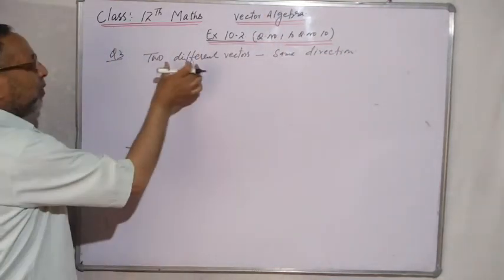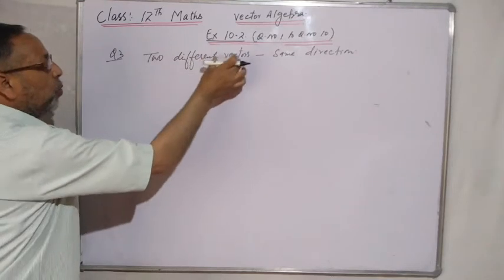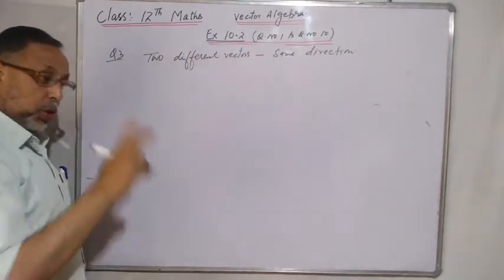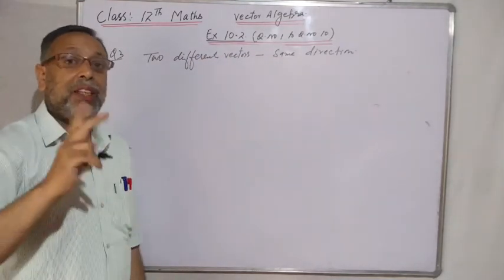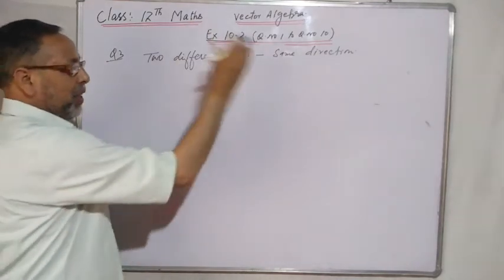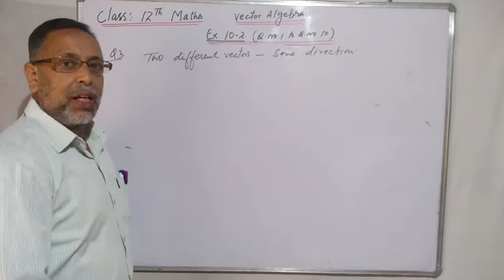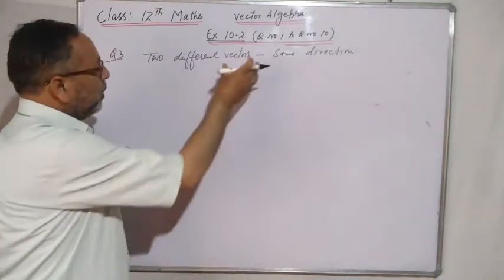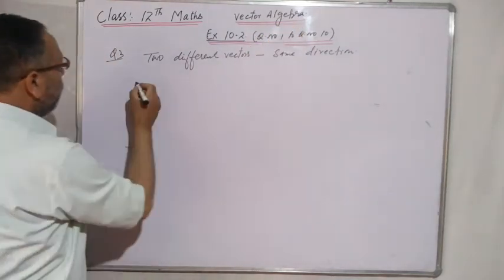अब याद रखना कब, when two vectors have the same direction. Two vectors have the same direction when their direction cosines are same. जब दो वेक्टर्स के डायरेक्शन कोसाइन सेम होंगे तो उनकी डायरेक्शन सेम होगी.